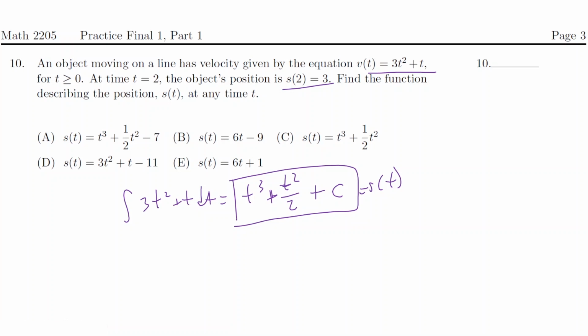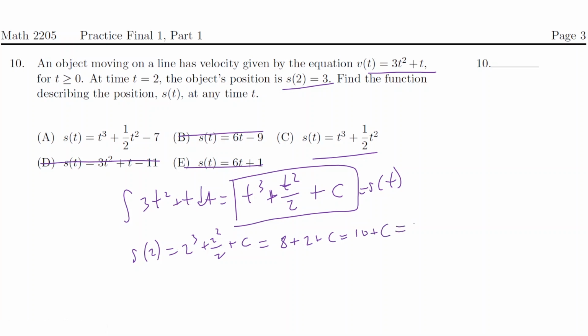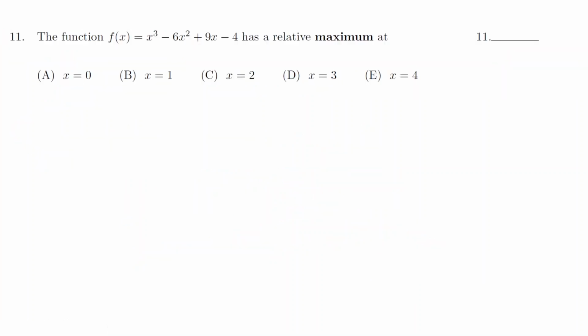Can I actually cancel some of the options already? I can pretty much cancel this, this, and this. I'm left with A or C. Chances are it's going to be A because option C right here does not have any constant. But let me just go for it. So s of 2 is equal to 2 cubed plus 2 squared over 2 plus C. That's equal to 8 plus 2 plus C. That's equal to 10 plus C, and that's equal to 3. So therefore, C is equal to -7, and it's clearly A. Next. So far, so good.